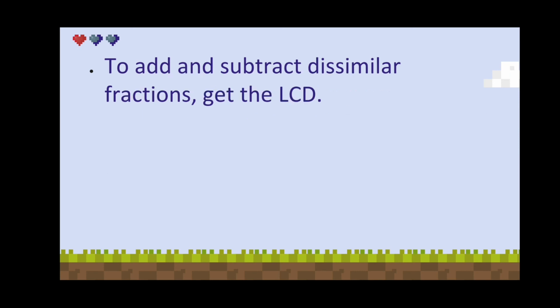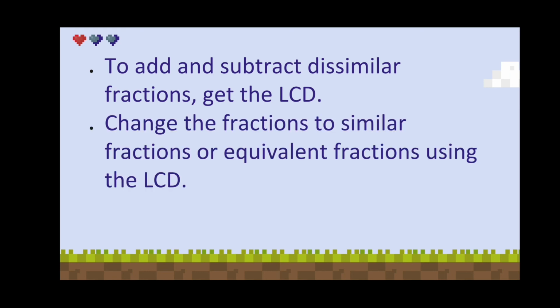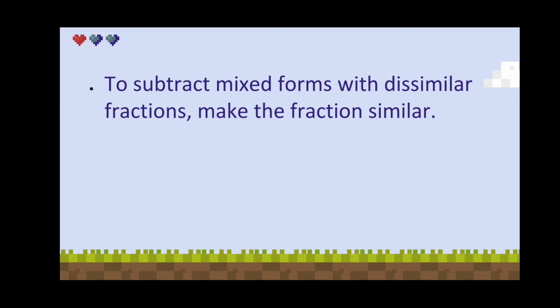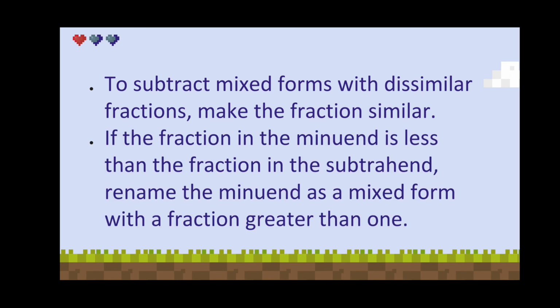To add and subtract the dissimilar fractions, get the LCD. Change the fractions to similar fractions or equivalent fractions using the LCD. And then, add or subtract the equivalent fractions. And of course, don't forget to reduce your answers in lowest terms. Now, to subtract mixed forms with dissimilar fractions, make the fractions similar. If the fraction in the minuend is less than the fraction in the subtrahend, rename the minuend as a mixed form with a fraction greater than 1.